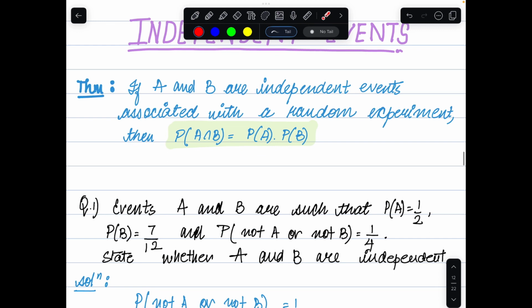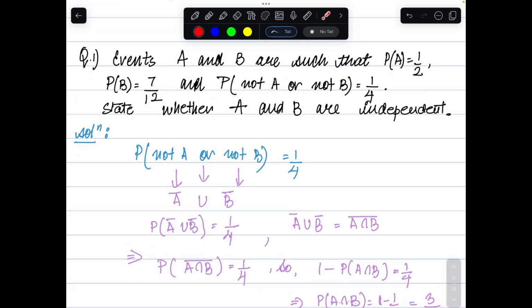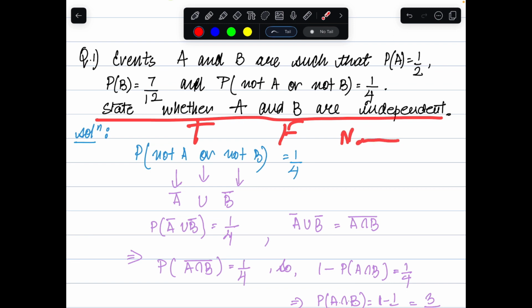Now this can come again as a 2-mark question. It cannot come as an MCQ because it's a state whether A and B are independent events. So either it's true or false or not sufficient information. Only 3 options are there, we need 4. So it can come most probably as a 2-mark question.